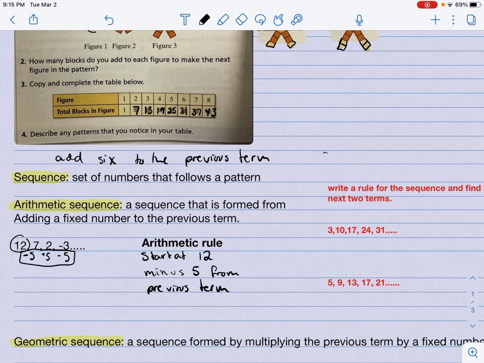Okay, so now we know that you're going to start at 12 minus 5, and you're going to keep minusing 5 from the previous term. So there we have our arithmetic rule. We want to state where we start, and then what are the steps that we're doing to get our next term.